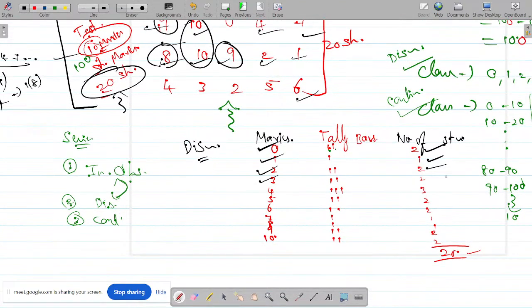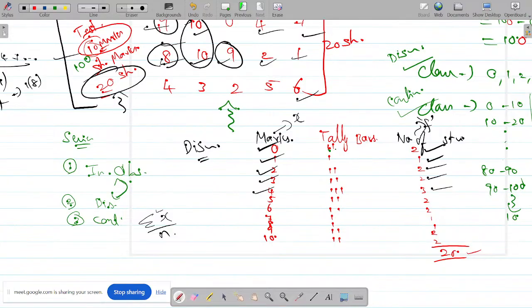See here. How many 3s? 2 times. How many 4s? 3 times. So instead of doing summation x by n, because I find many numbers are repeated, what I can do here is take these marks as x, and this is the number of students, the frequency. We call this frequency: how frequent, how many times it occurs, how many times it happens. That is what I call frequency.